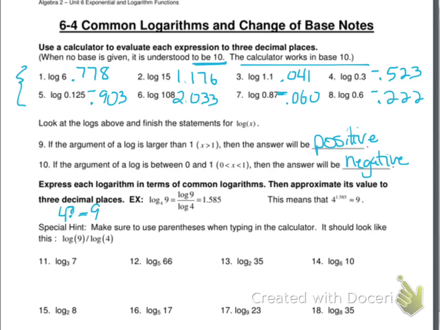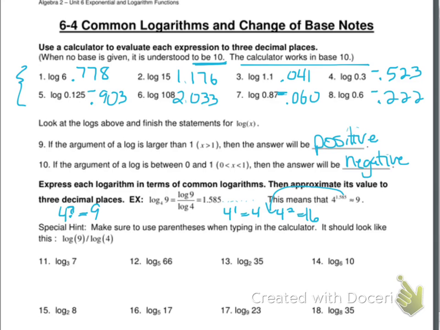So that means that 4 to the 1.585 power is about 9. Now it's not exactly 9 because this decimal continues on forever. However, we can just round it off to 3 decimal places and say that it's approximately 9. Okay, and that works because 4 to the first power is 4, and 4 squared is 16. So 4 to the 1.585 is in between there, and that would be 9, so that makes sense.